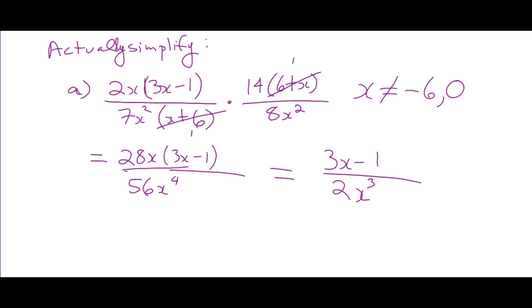Yeah. Okay, so 28 goes into 56 twice. So you cross off the 28 and the 56, put a 2 down. We've got an x on the top, but an x to the 4th on the bottom. So we just go with which one has the larger power, x to the 4th, larger by 3, and we write x cubed. So 2x cubed.